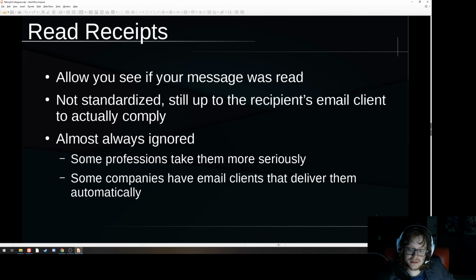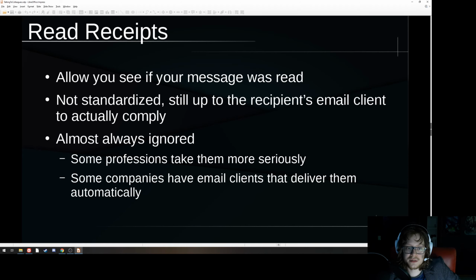Okay, read receipts are fairly uncommon now, but I thought I should mention them. They technically allow you to see if your message was read. Text messaging has gotten much better at actually processing these, whereas email is still terrible. It was once difficult to see if somebody had read your text message. Now a lot of the new apps, things like WhatsApp and that sort of thing, will actually tell you when the other person looks at it. That's helpful.